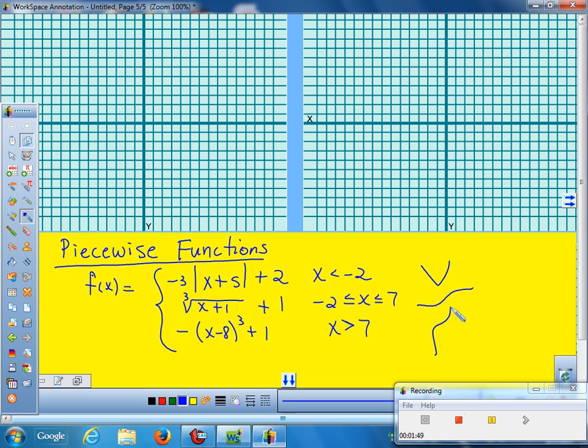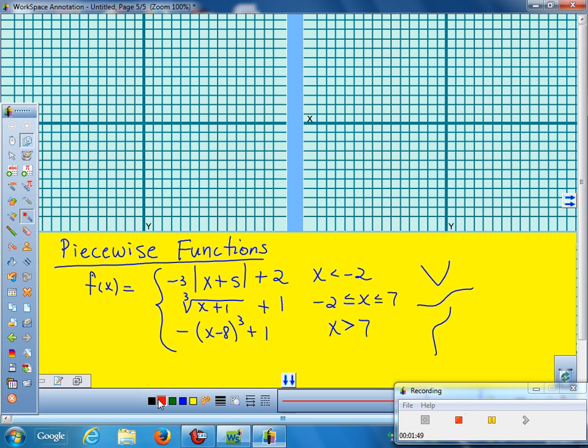These inequalities tell you where each graph can exist. So this absolute value says x is less than -2. You can only graph this on the left side of -2. Then you stop it. The cube root can only be between -2 and 7. The x cubed can only be on numbers greater than 7. Until you get used to this, my recommendation is to put boundary lines on your graph paper.